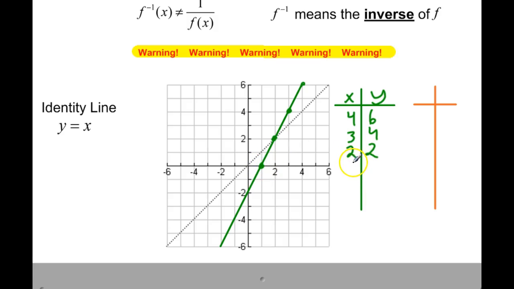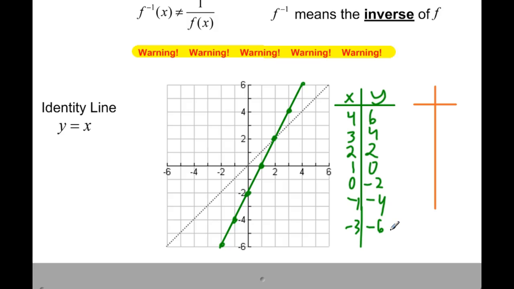This is (1, 0). You can probably see a pattern here. (0, -2). (-1, -4). And sure, one more: (-3, -6). So we've got a bunch of points on that.